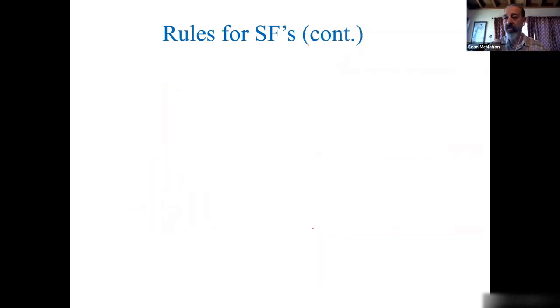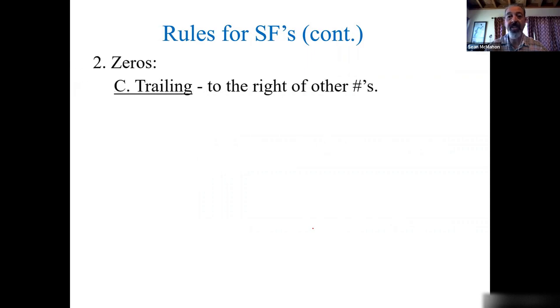So, rules for sig figs continued. The zeros that are hard are the ones to the right of numbers. And they're referred to as trailing because they're trailing behind. Why is it difficult? Really, there's 2 types. A lot of books refer to it as the ambiguous case. This isn't really ambiguous because if you look at it in terms of the decimal placement, there's no ambiguity. You know exactly whether it's significant or not.